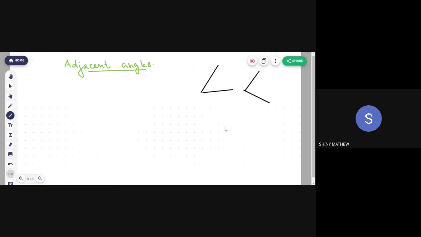These two are not adjacent angles. Two angles are adjacent if they satisfy some conditions. Okay, then which are the conditions? You listen.